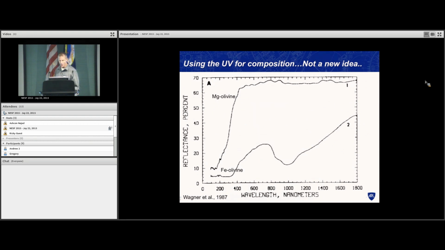These are spectra from 1987, the Wagner et al. document that most people refer to in looking at the UV reflection spectrum, comparing magnesium olivine to iron-rich olivine. You can see that besides the 1 micron band due to crystal field transition, you have oxygen-metal charge transfer here. Iron-rich, it gets darker more quickly. As we'll see later, there are potentially also effects due to water ice, and the question is, does OH also have an effect in this spectral region?